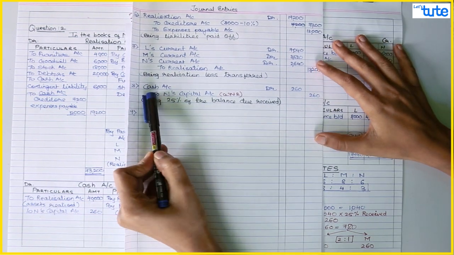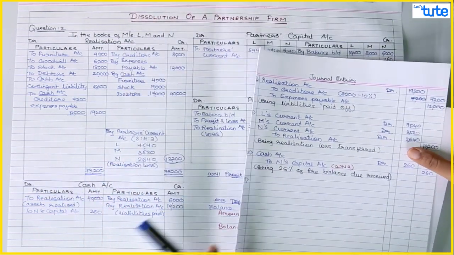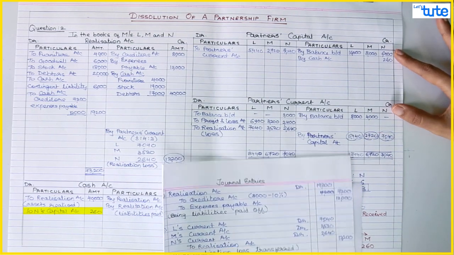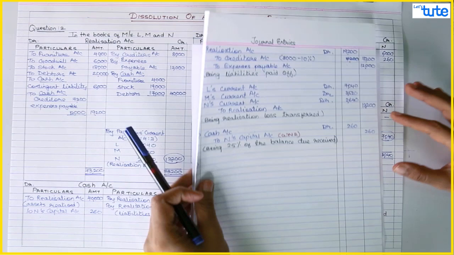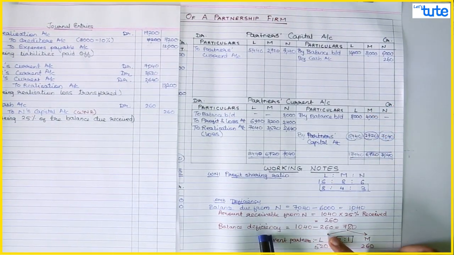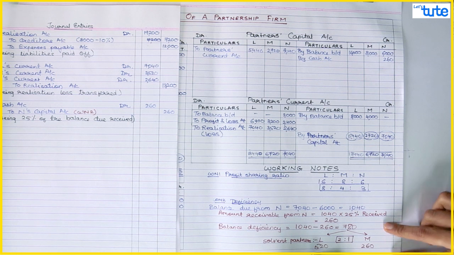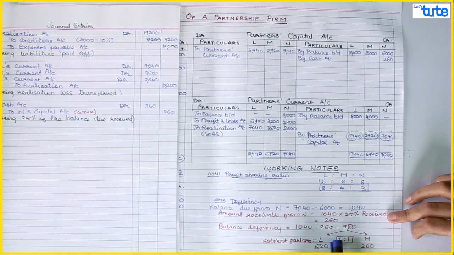So this would be debited to cash account and it would be credited to N's capital account. So cash account is debited to N's capital account 260 and it is credited to N's capital account by cash account 260. Now the remaining amount of deficiency that we calculated over here of 780, this 780 of deficiency is to be borne by the solvent partners, that is L and M, in the ratio 2:1 that we calculated. So how would it be borne by these solvent partners?